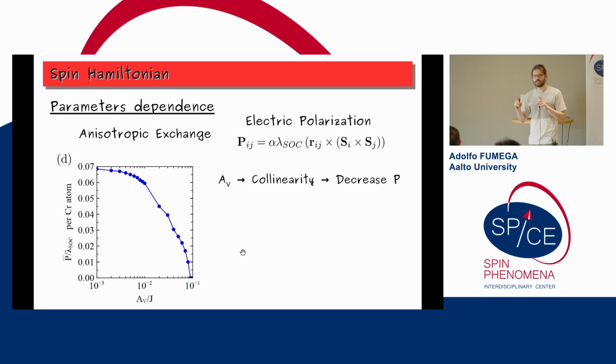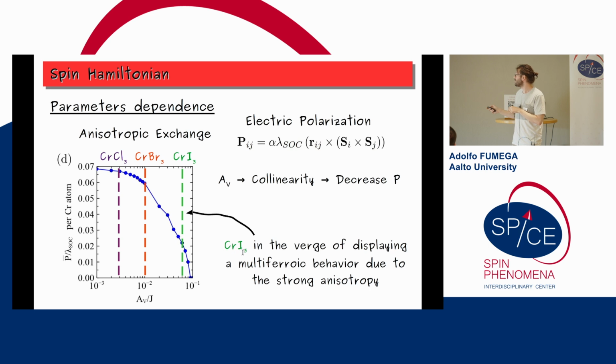This, you can think, makes sense. What magnetic anisotropy does to the system is try to align all the spins in the same direction. This is bad for having an emerging polarization because everything wants to be collinear, and we need non-collinearity in the system. So anisotropy is our enemy for this. It will decrease the multiferroicity in the system. For each of the compounds that we can analyze separately, the case of iodine will be on the verge of being multiferroic.